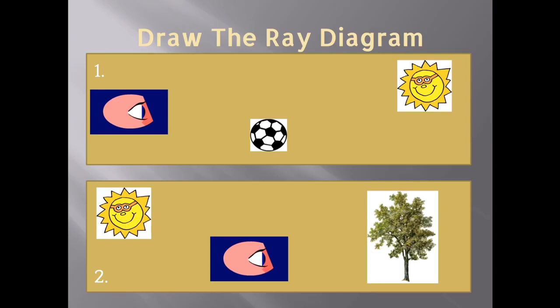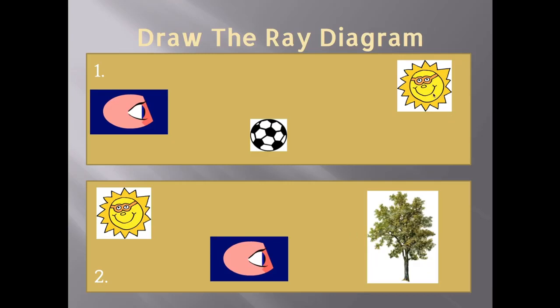So, how would you draw the ray diagram from the sun, how the light gets to your eye so you see the ball, and how would you draw the ray diagram for seeing the tree. Again, think about that, pause the video, and then come back and see.